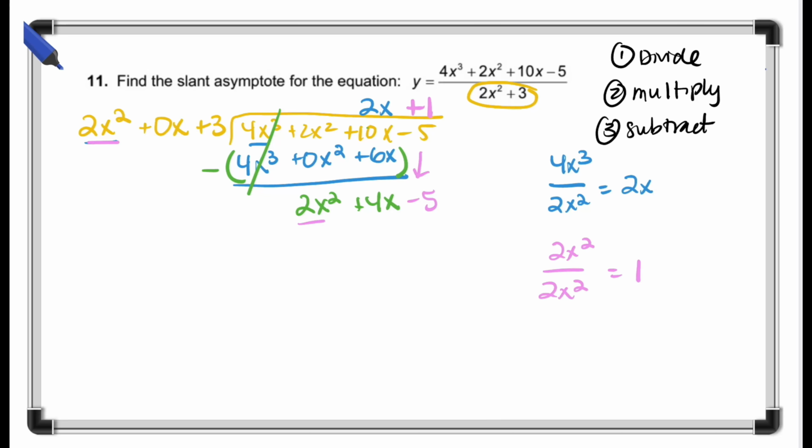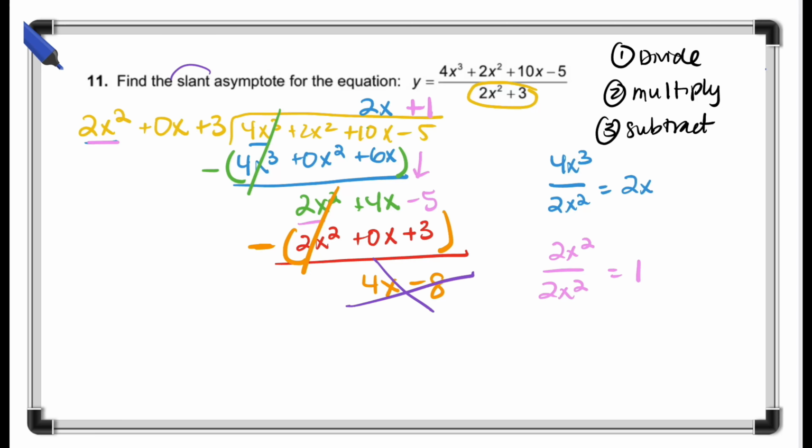Again, 1 times everything that is in your divisor. So you've got 2x squared, you're going to get 0, and then a positive 3. Again, remember, you are subtracting. When we subtract a quantity, it will switch our signs. Our first term will cancel. 4 minus 0 is just 4x, and then negative 5 minus 3 is a negative 8. Now, you don't actually need the remainder because when you write your slant asymptote, you're only looking at the quotient. So you have y equals 2x plus 1.